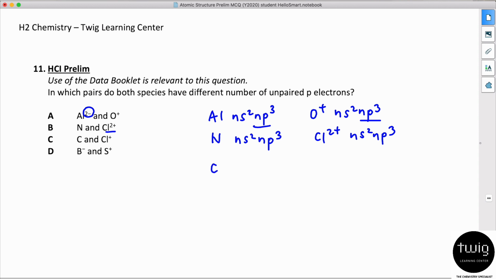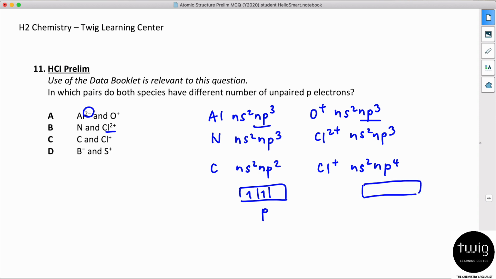Okay, let's look at carbon. Carbon is ns2 np2 because it has 4 electrons in the outermost shell. So Cl plus: Cl, in fact, should be ns2 np5, 7 electrons. But since it's a plus, you have to take away 1. So now it becomes np4. So let's look at np2: there are 2 electrons in the p subshell. Here there are 4: 1, 2, 3, 4.